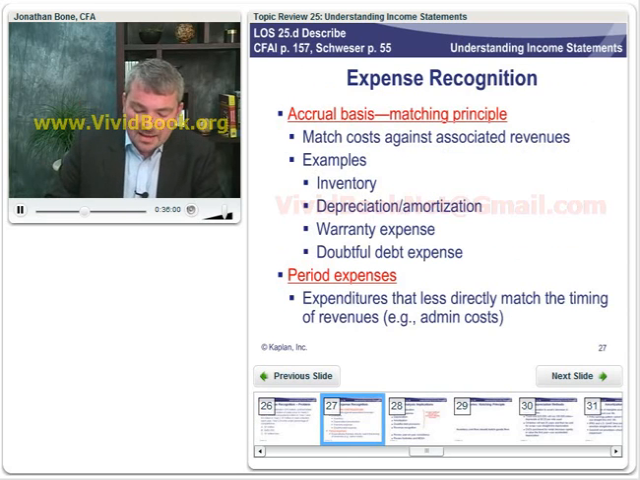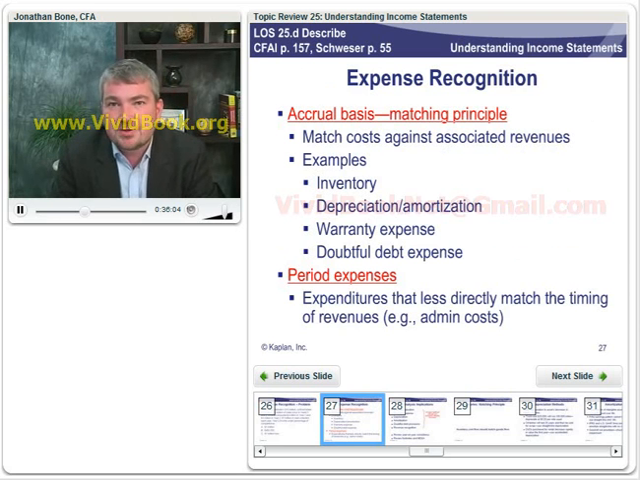Our next LOS asks us to describe the principles behind expense recognition. Here we're going to look at particularly the accruals method of recording expenses. Now, essentially, if you incur a cost that's going to generate revenues or is related to revenues, then we apply the matching principle and match the cost against the revenues generated.